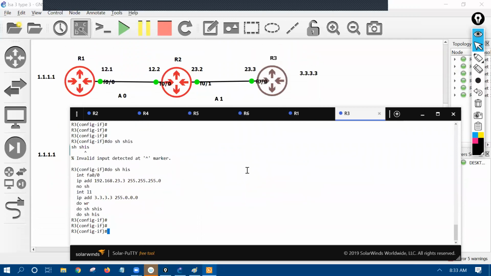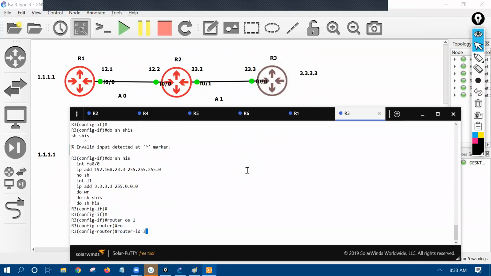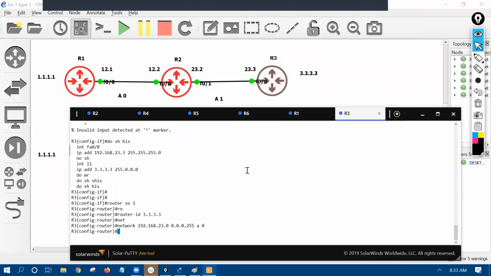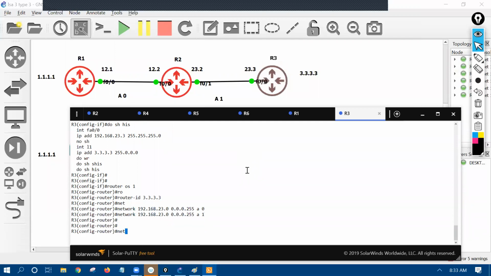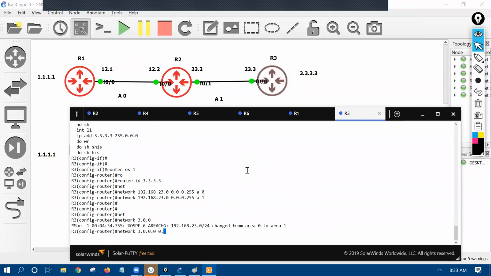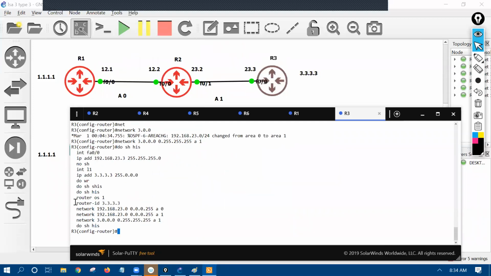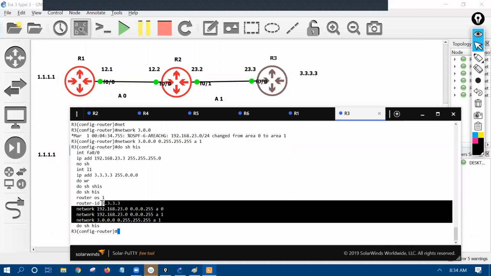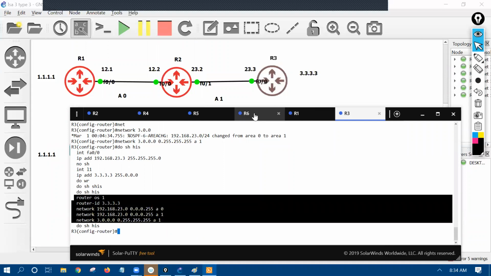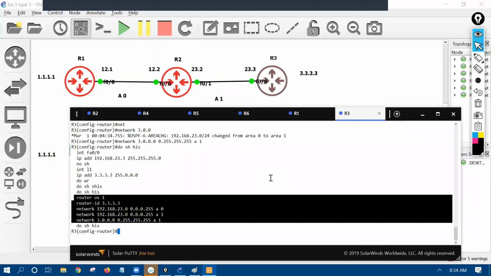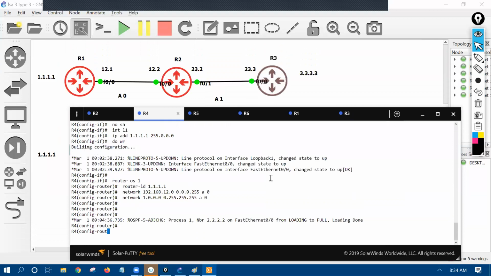And now we have R3, router ospf 1. Router ID will be 3.3.3.3. Network will be 23.0, area 0. Sorry, area 1, and network 3.0.0.0 area number 1. Do show history. Perfect. R6, same thing I configure on R6, R1, R3, R4.